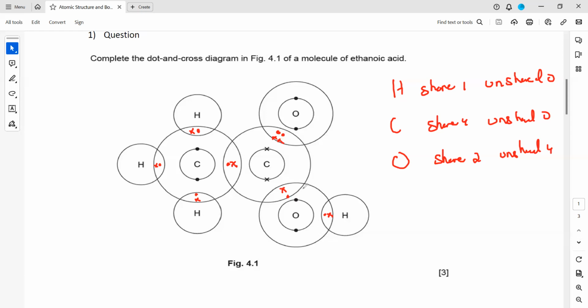So this is the structure, the dot and cross, right? And one more thing, because of unshared electrons, we have to draw 4 unshared electrons on oxygen. So 1, 2, 3, 4, and the same thing, 4 unshared electrons on this oxygen. So 1, 2, 3, 4. Is this one clear?